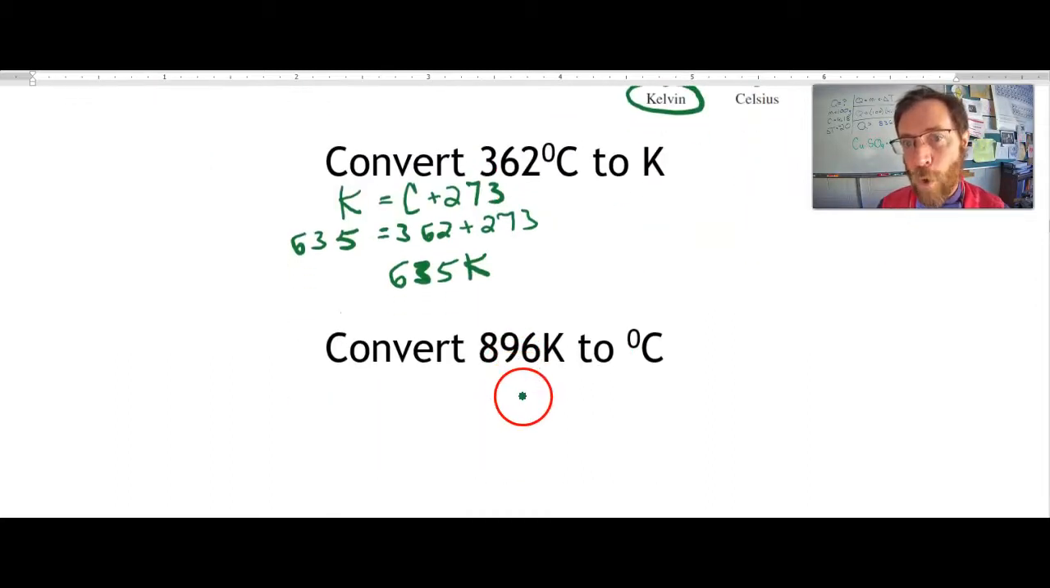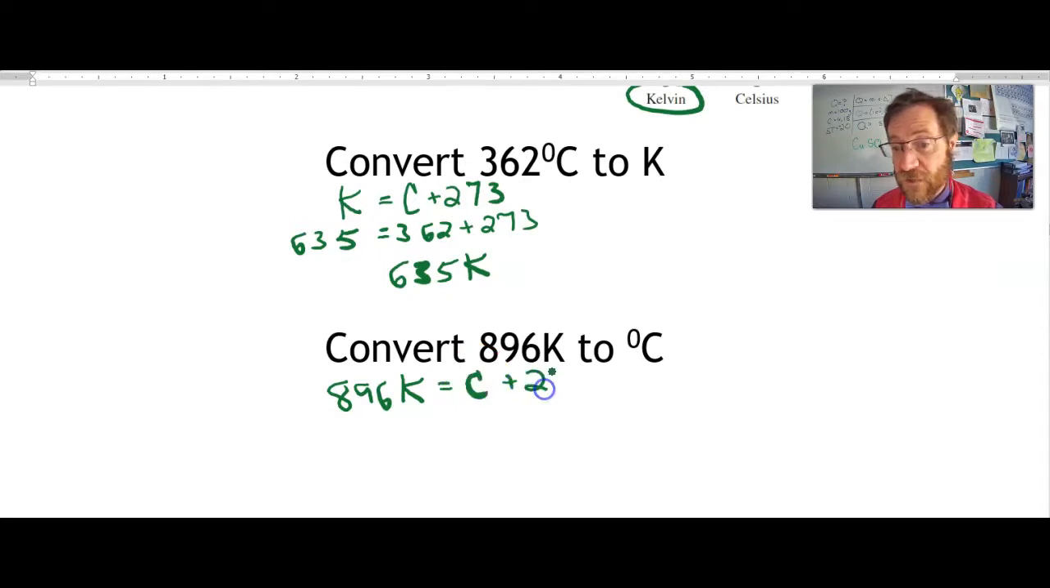Sweet. Now here we have 896 kelvins. Well, that's equal to Celsius plus 273.